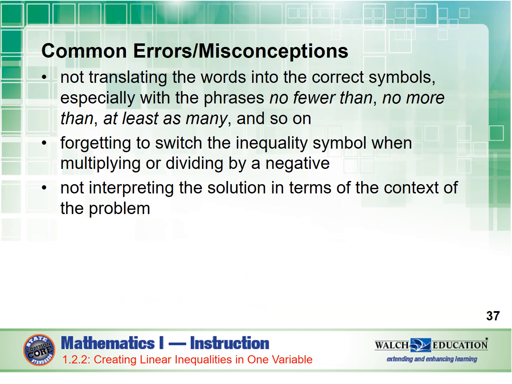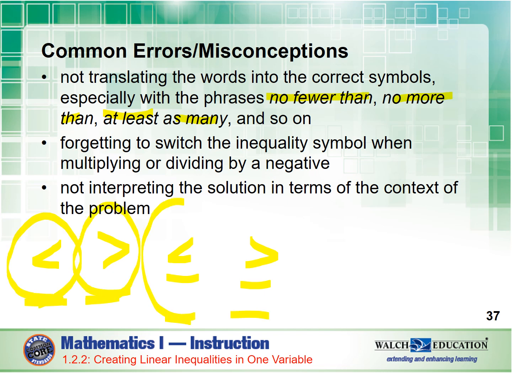Common errors and misconceptions are not translating the words into the correct symbols. So when you have phrases such as no fewer than, no more than, at least as many, that means it's going to be either less than, greater than, less than or equal to, or greater than or equal to. So you really have to know what words go with which of these symbols. Let me circle them because that made it a little confusing.